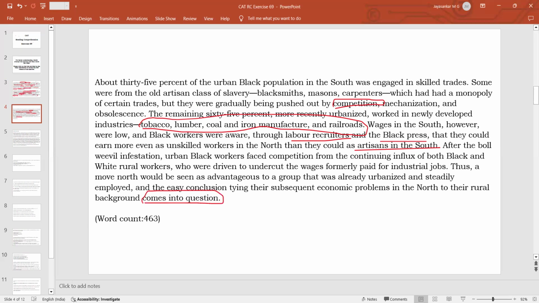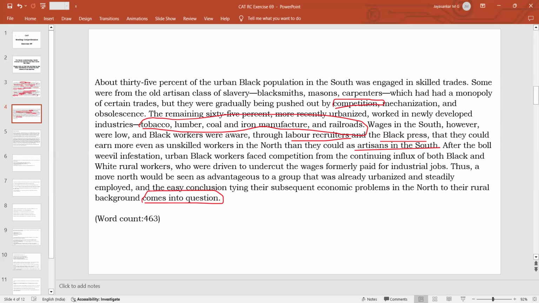Finally, the passage says that this argument is doubtful because the workers who migrated from the south to the north need not be rural workers. They could have been urban workers who are skilled also, because of the above stated reasons. So the lack of economic progress is not due to the rural background. What was the exact reason for the black people who migrated from the south to the north not succeeding economically in the north is not given in the passage. That is not at all stated.